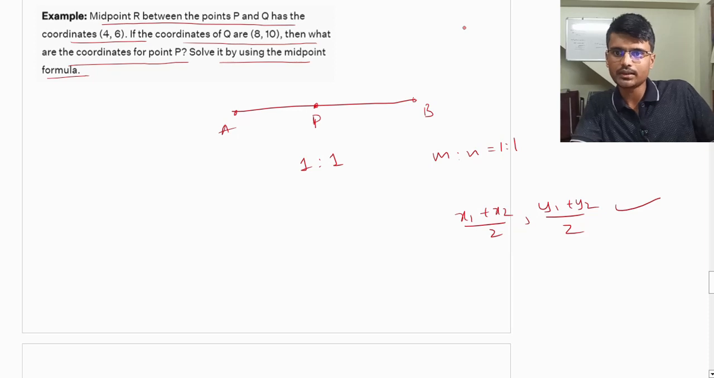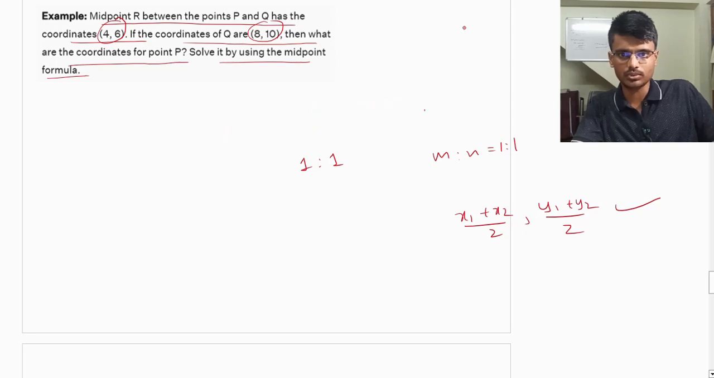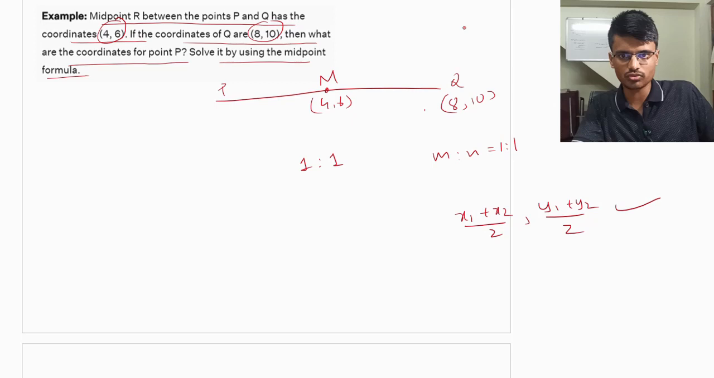So here they have already given us the midpoint and the coordinates of one point. They are asking us to find the other point. Okay, let me take this. This is my P, this is my Q. They have given us the midpoint, let me call it M, 4 comma 6. Coordinates of Q they have already given us. They are asking us to find out P. Okay, we can solve that.